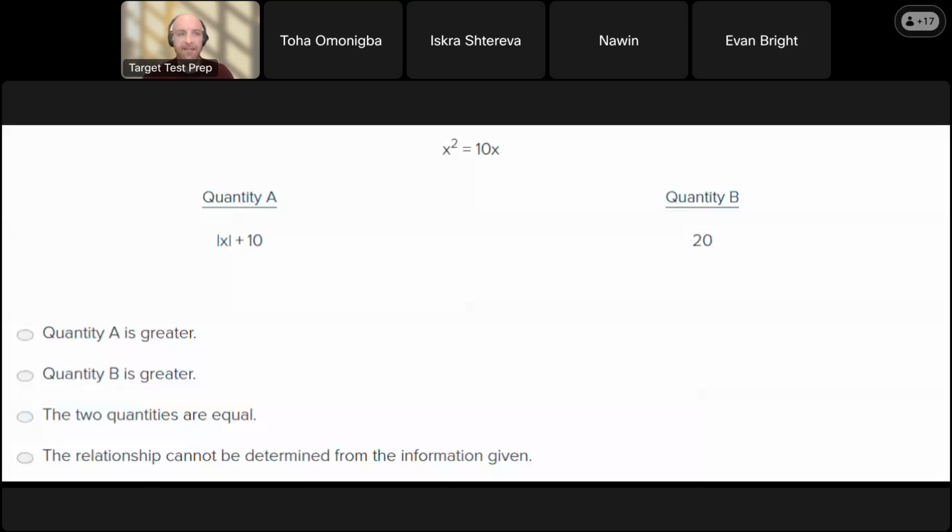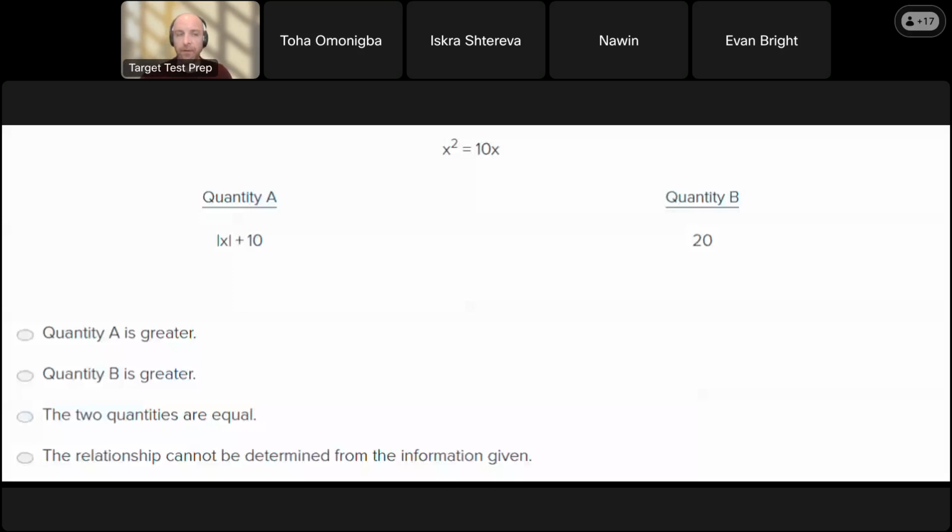Okay, AT's got one idea. I would just set x equals 10. So quantity A will be 20. So it's the same. The two quantities are equal. Two quantities equal, right? And Matina's saying the same thing, right?